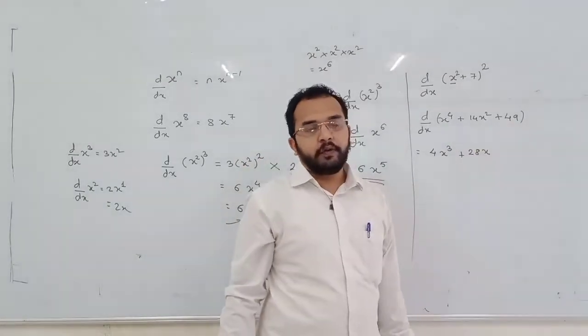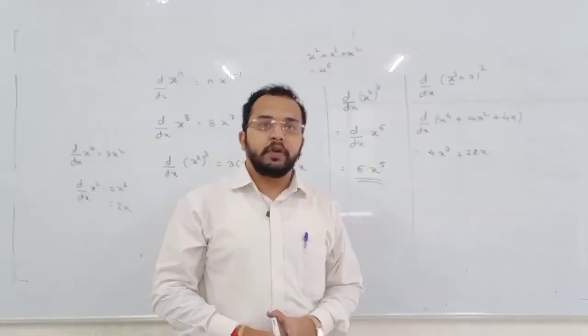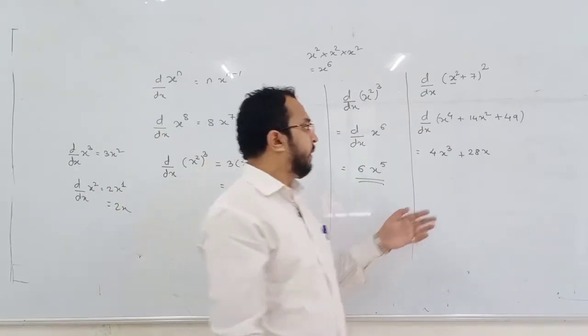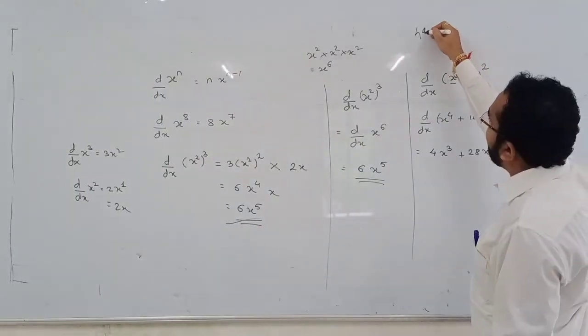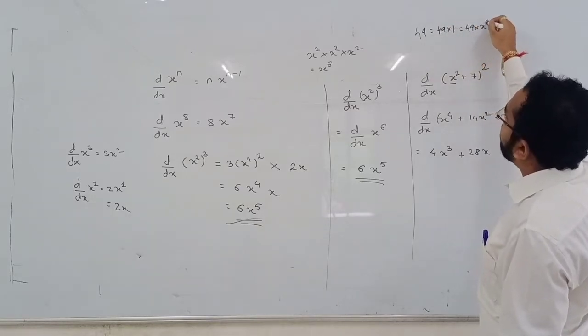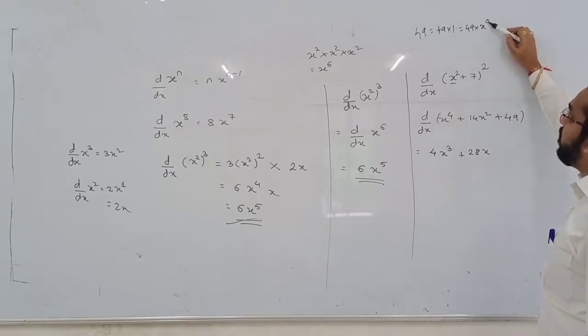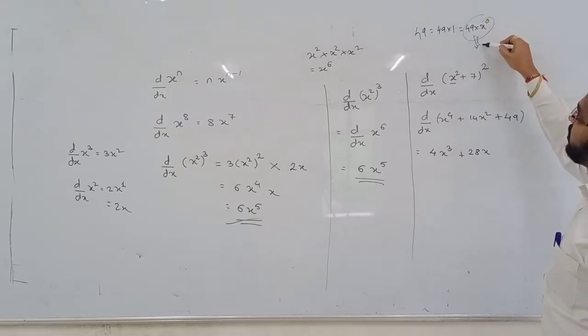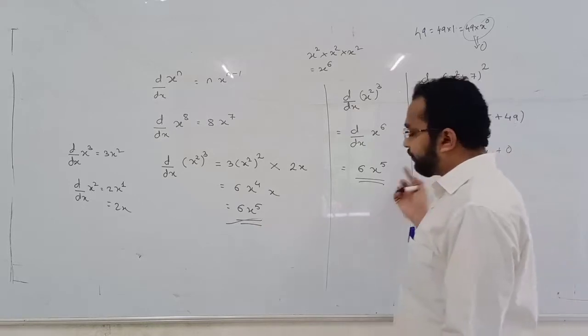Now 49 is a constant number. In last class I have told you differentiation of constant is 0. Why? It is 49 आहे. So 49 can be written as 49 into 1. That 1 can be written as x to the power 0. And when this 0 comes to numerator, whole thing will become 0. So differentiation of constant is 0. So this is our answer.